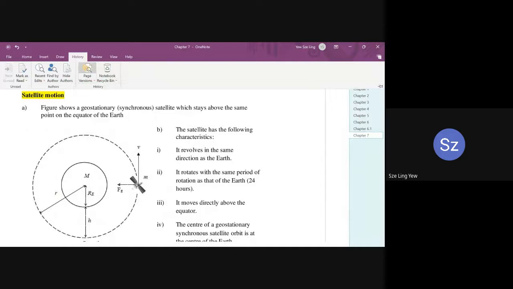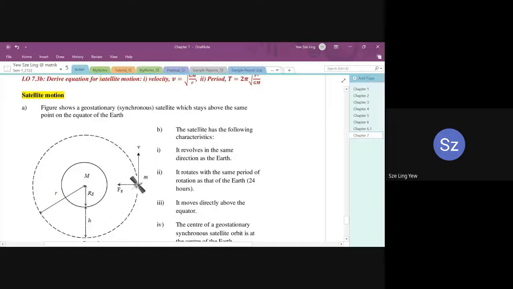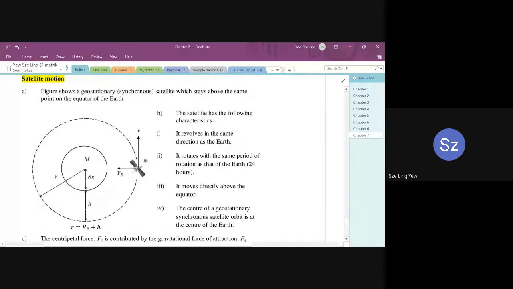Satellite motion is a question that comes out in the exam every year. It asks you to either calculate the velocity of the satellite or the period, the time taken to move one circle around the planet, to complete one orbit. The figure shows a geostationary, or synchronous, satellite, which stays above the same point on the equator of the Earth. So the satellite has the following characteristics.